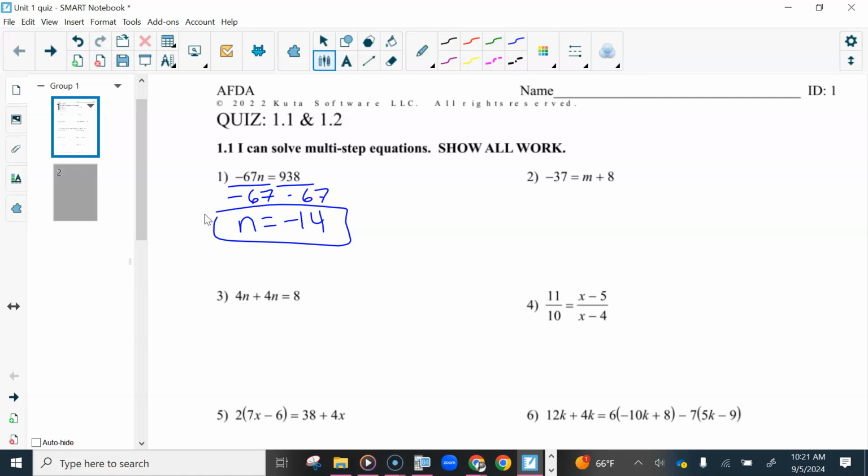Right. Number 2. Most of us did it this way, where we subtracted 8, which is what you should have done, but some of us did it another way, and I'll show you how that could have also worked. But we would have got negative 45 equals m. Now, if you added instead of subtracted, that would have given you a different answer, and that would have made that wrong. Some of us, instead of moving 8, decided to move negative 37, which we can do as long as you keep the formatting up.